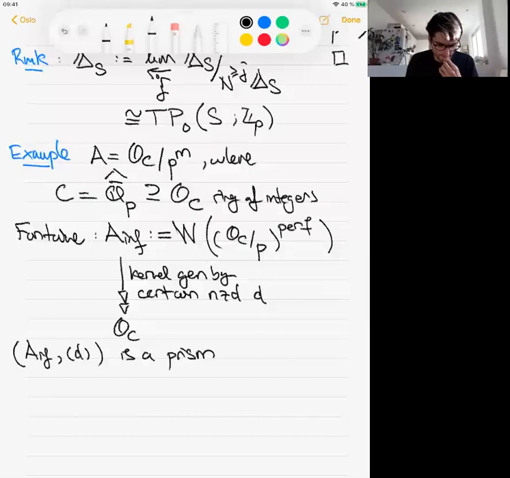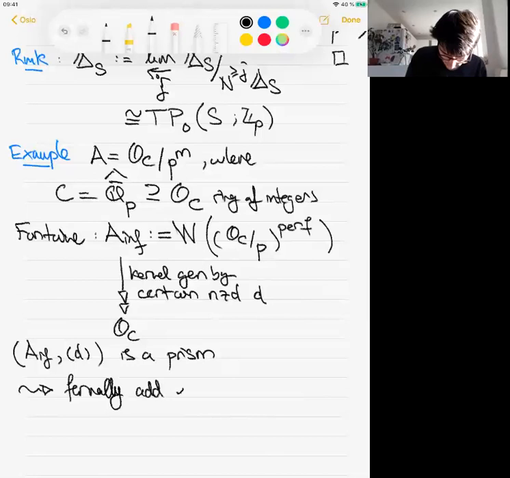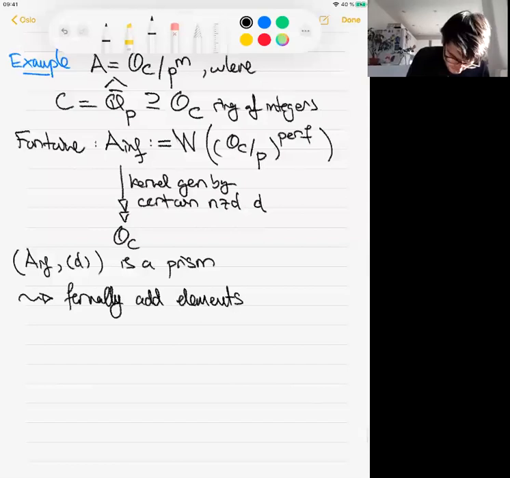But now we're going to do the following. I'm going to formally add certain elements to the ideal inside the prism. So what I want to start by doing is adding an element p^m over d. That's not too problematic, but we want the result to still be a prism. Therefore, I still need to have a Frobenius. And so I have to also add the image of p^m over d under the Frobenius.